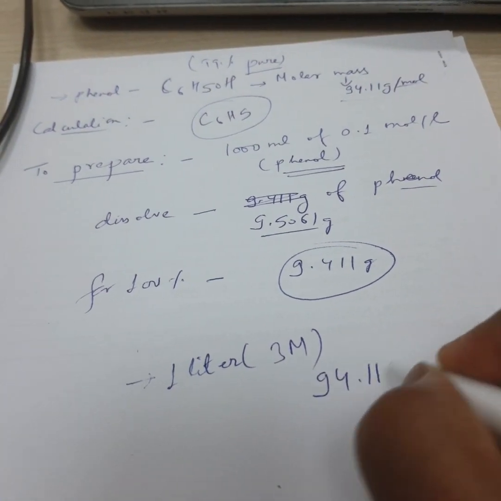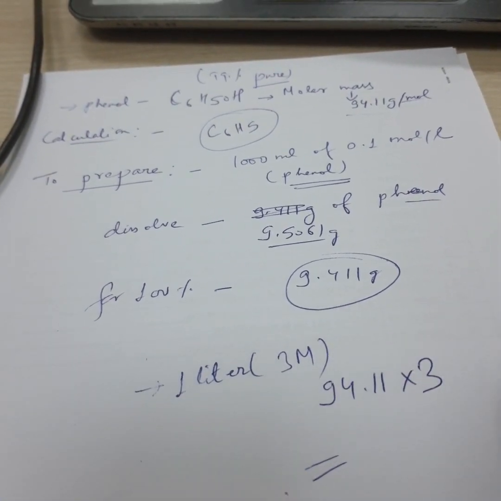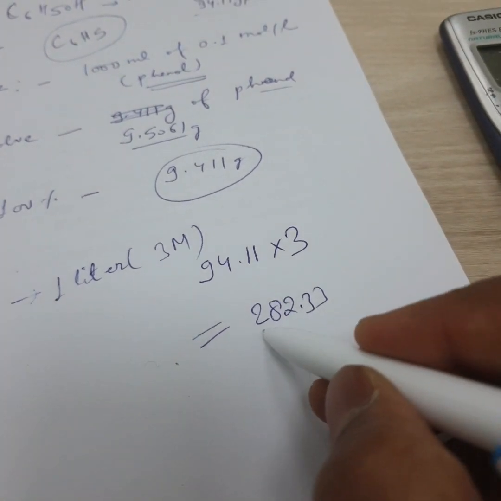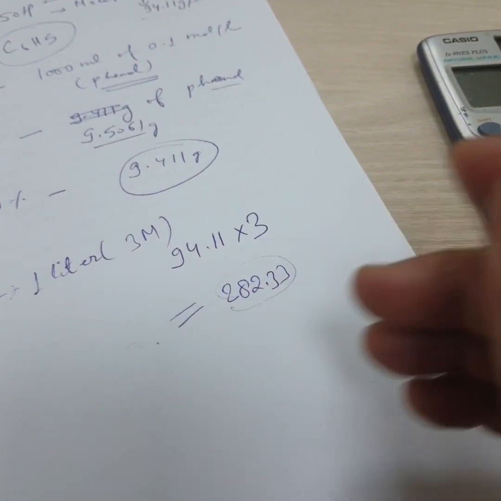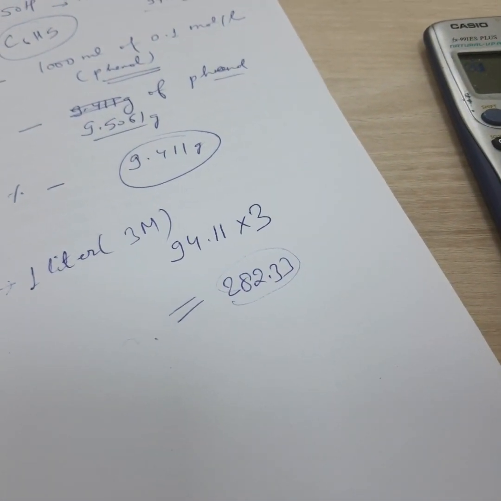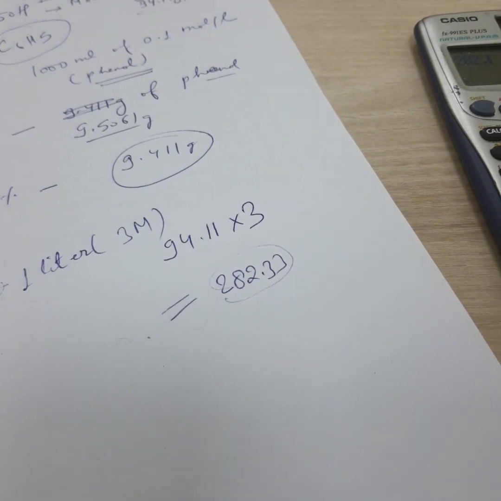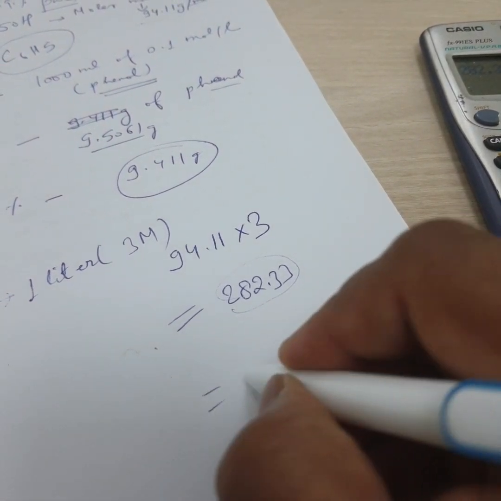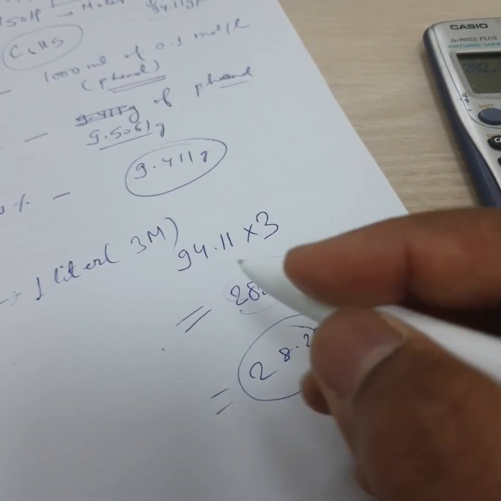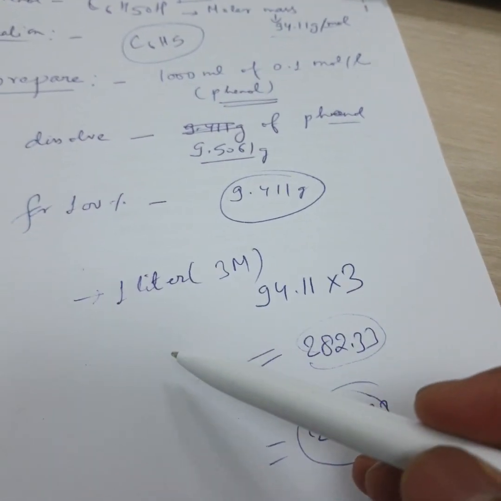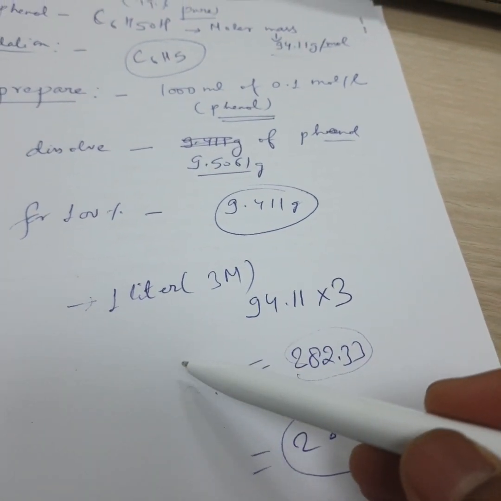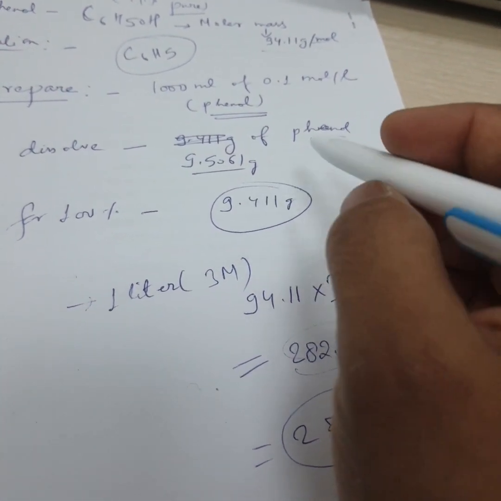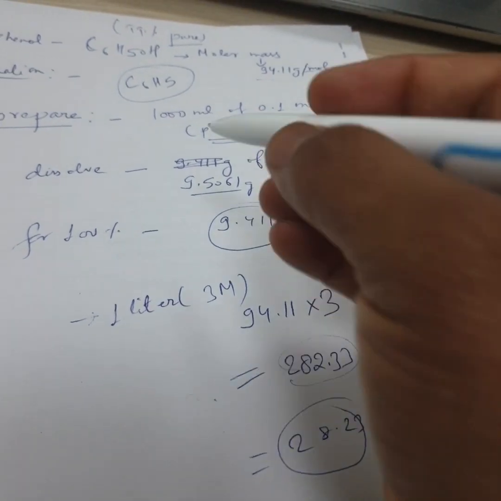So for making this, it is around 282.33 grams of phenol in 1 liter. Suppose we are doing the same thing for 100 ml, so it would be 28.23 grams of 100% pure phenol in deionized water. Suppose the purity of the phenol is 99%. In that case the mass would be a bit different.